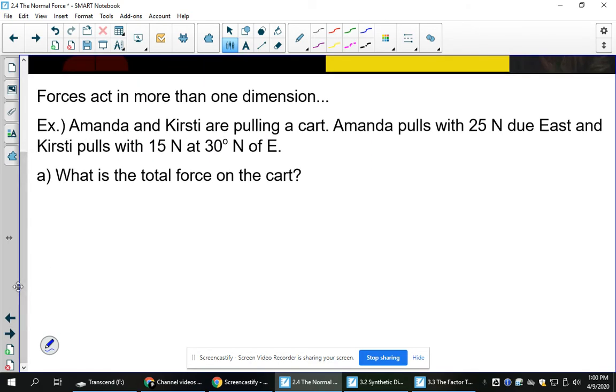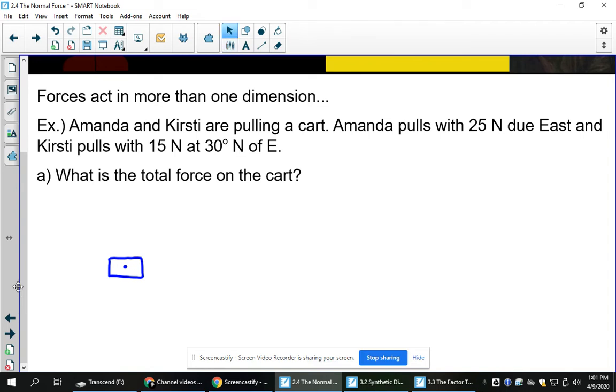Forces can act in more than one dimension, and this is where angles will come into play. So for this one, we have Amanda and Kirsty pulling a cart. Amanda pulls with 25 newtons due east, and Kirsty pulls with 15 newtons at 30 degrees north of east. What is the total force on the cart? So, free body diagram, doesn't matter what the object is, just draw a rectangular box like this with a dot in the middle to represent the cart.